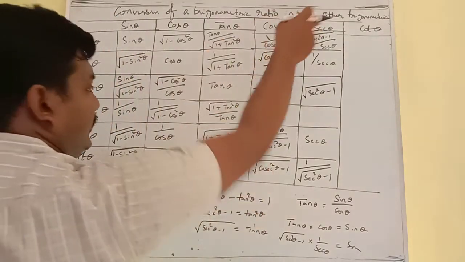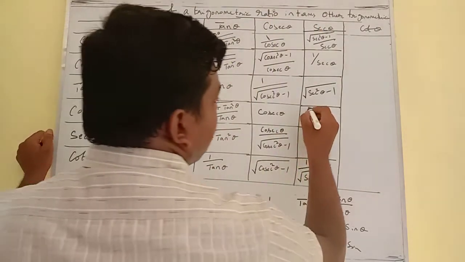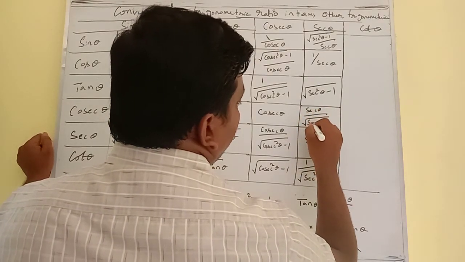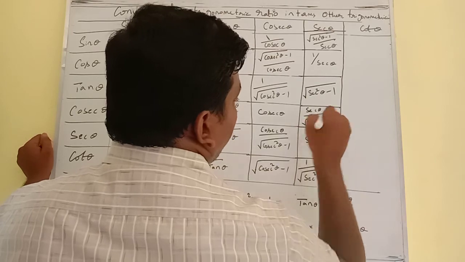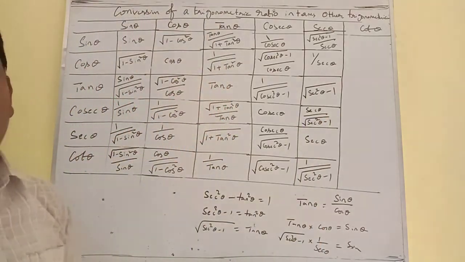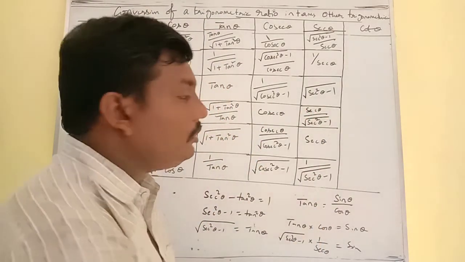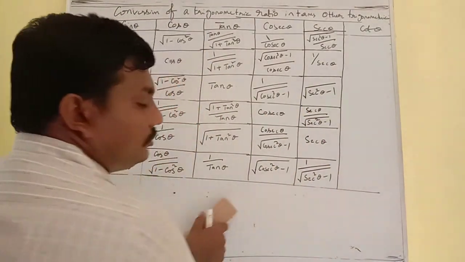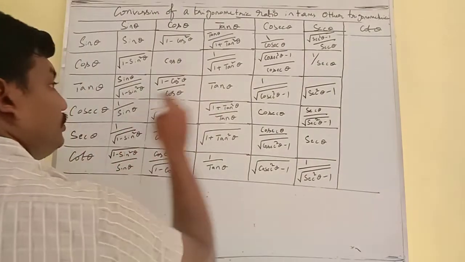Now once you know sin theta, it is very easy to find cosecant theta, that is secant theta by root of secant square theta minus 1. This is about all the trigonometric ratios in terms of secant theta.